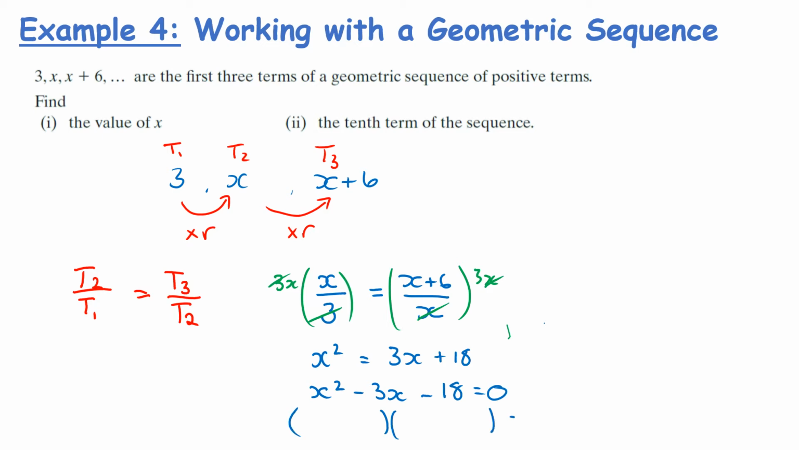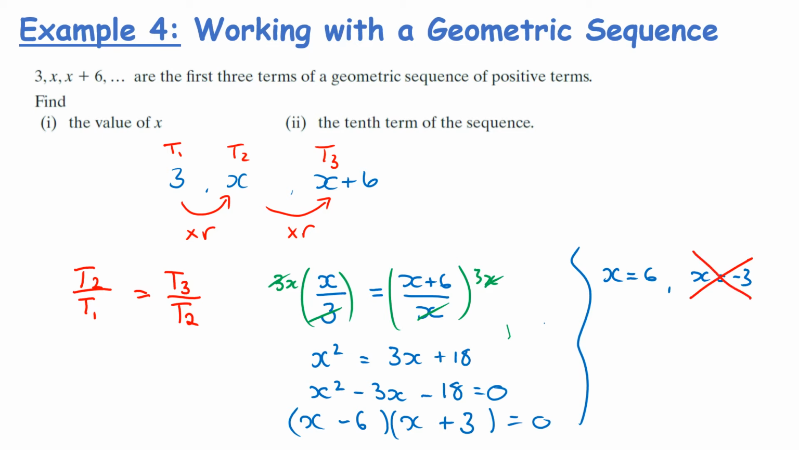I'm going to use factorization. You can use guide number here, that's absolutely fine. And this will end up being minus 6 plus 3, which ends up giving us x equals 6 or x equals minus 3. Now watch the question. It said the value of x. So one of them is incorrect. This one here is incorrect because they told us that they were positive terms. So here is my value of x.